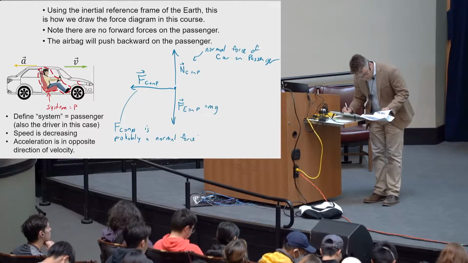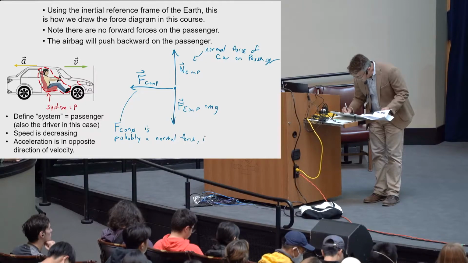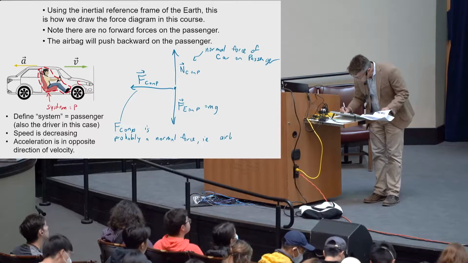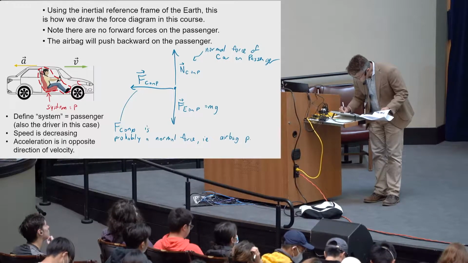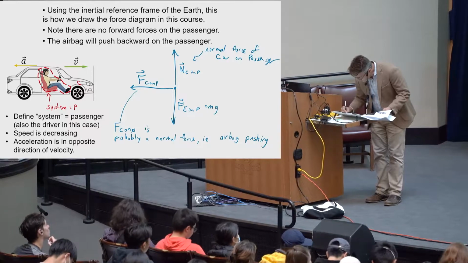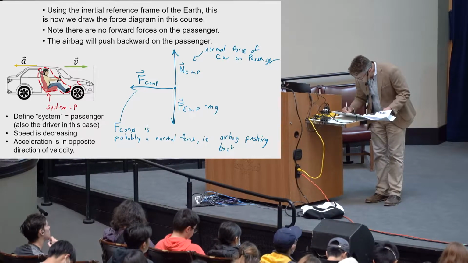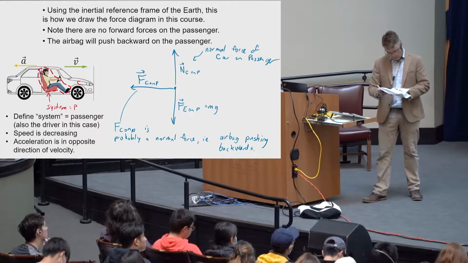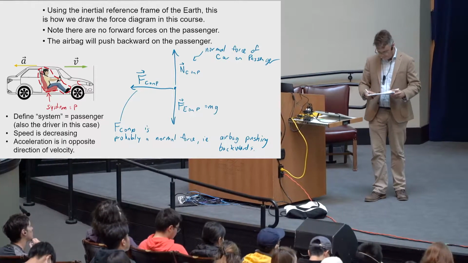Anyway, it's something, i.e. the airbag pushing backwards. The car is slowing down. The forces on the passenger are opposite the velocity.